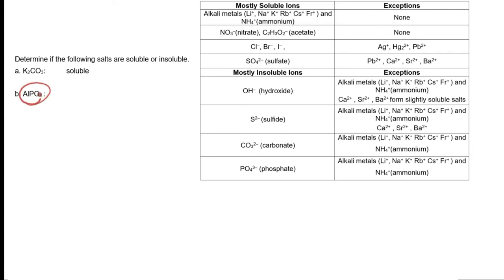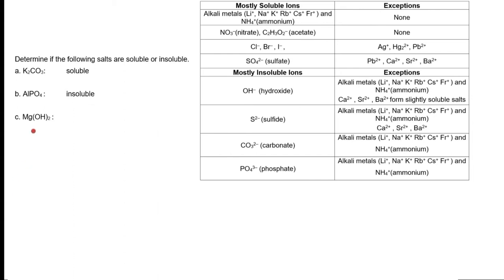Next, let's do aluminum phosphate. So looking for aluminum, in my rules I'm not really seeing much about aluminum. So let's switch and take a look at phosphate. Okay, I do have rules for phosphate here. This is a mostly insoluble ion. Here are my exceptions. Do I find aluminum in the exceptions? And I do not. Therefore, aluminum phosphate is insoluble.